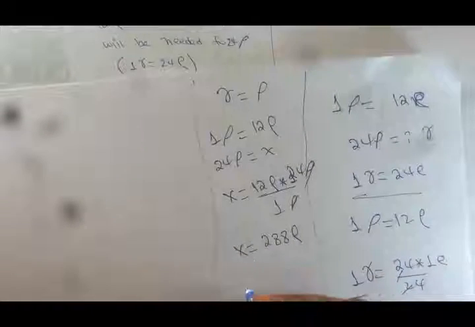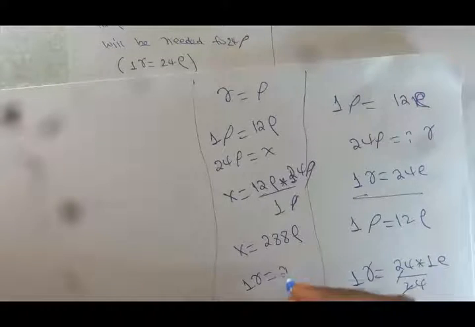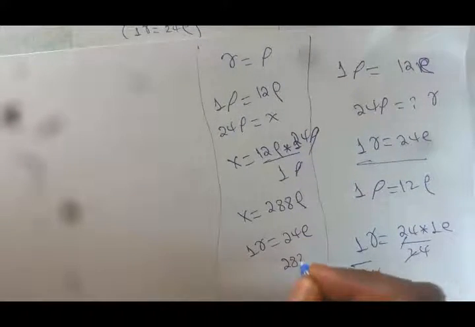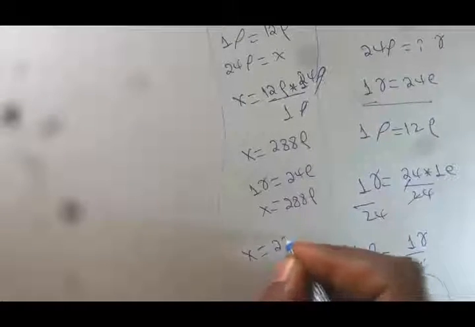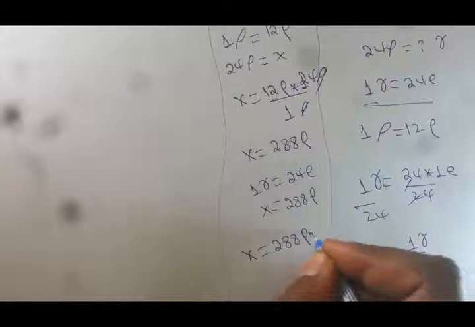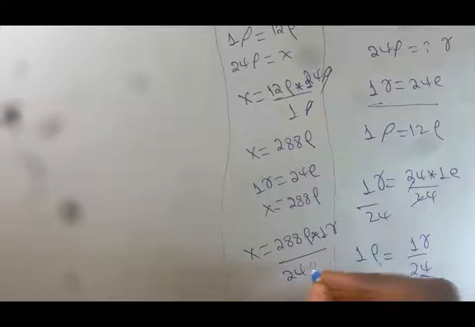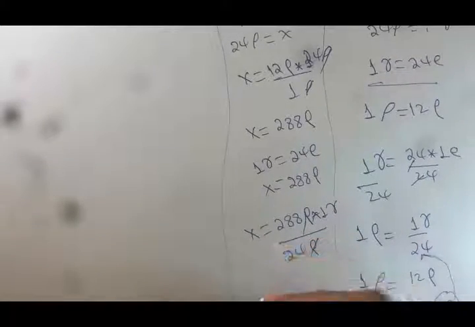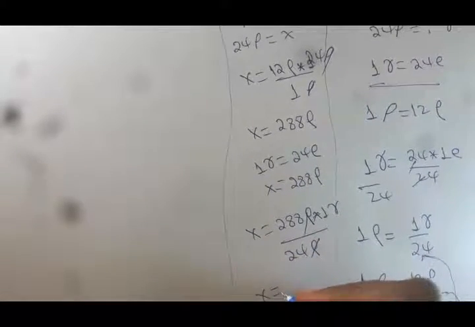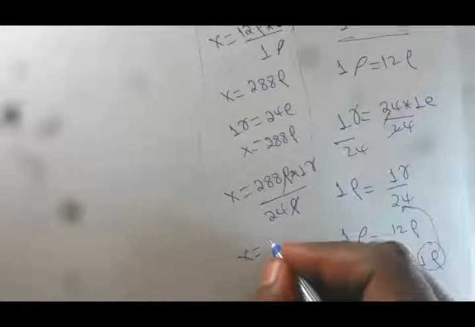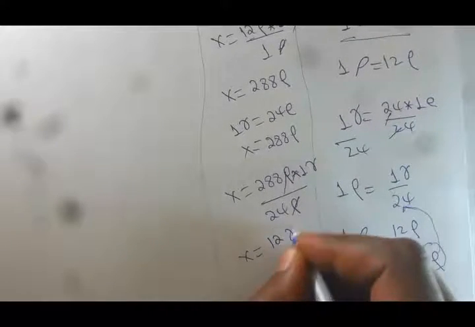And we already know that 1 rho is equal to 24 times P. Therefore, 288 rho is equal to X. Therefore, X is equal to 288 rho times 1 over 24 P. This will be cancelled and X is equal to 12 rho.